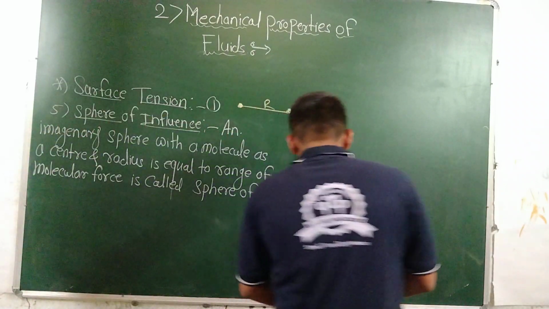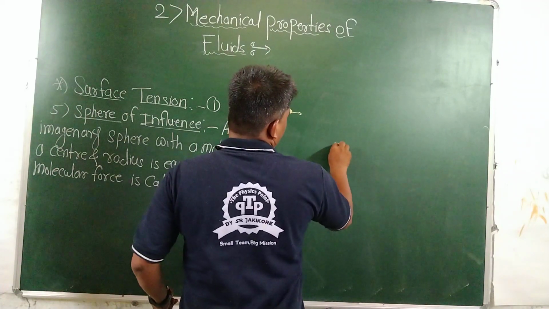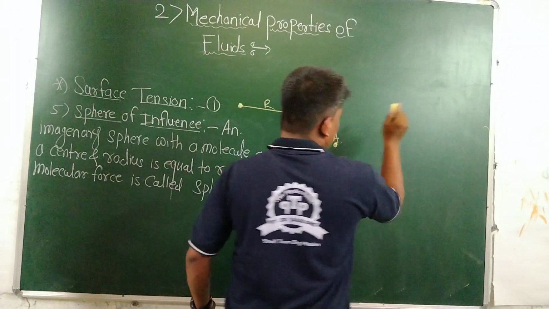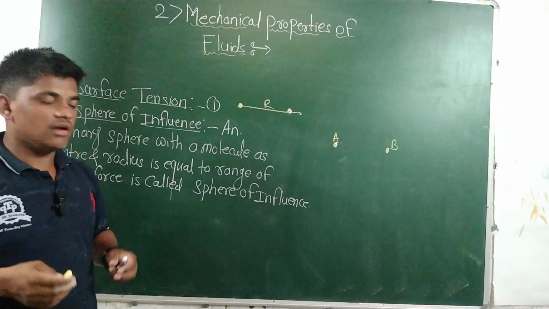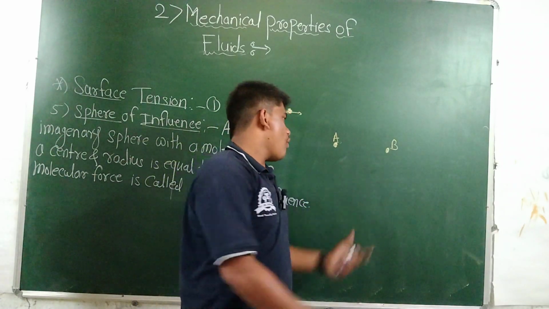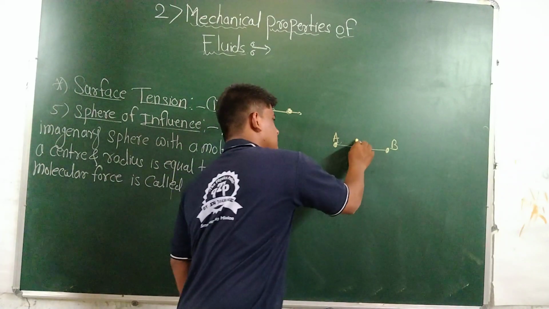Consider these two molecules here. Okay, one molecule is molecule A and another one is molecule B, and the maximum distance in between these two molecules up to which the force of attraction is effective is R.